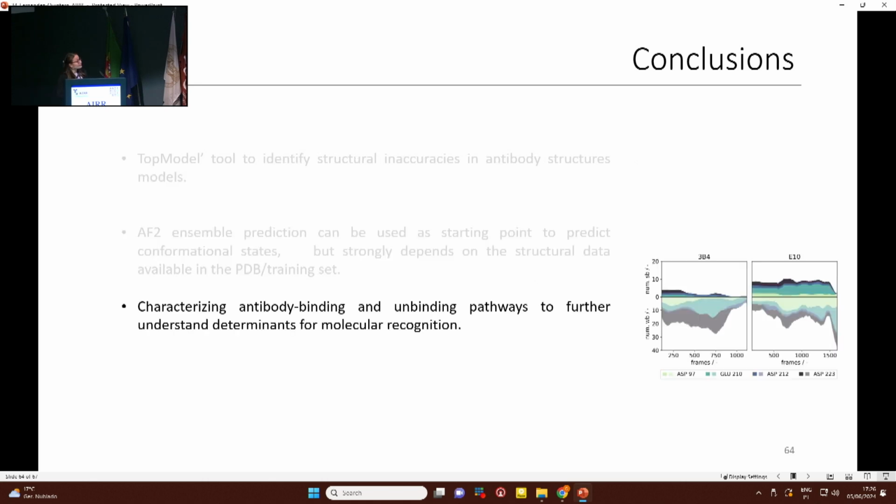And another important aspect is that characterizing antibody binding, antigen binding, and unbinding pathways can further help to understand determinants for molecular recognition and can consequently facilitate antibody design.